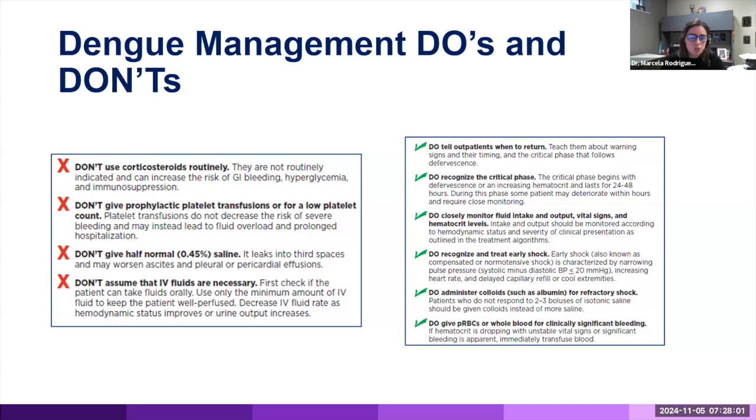Then things that we should do. So we should tell the patient when to return. Teach them about warning signs and their timing, and the critical phase that follows the defervescence. We need to recognize the critical phase, as I mentioned before, the symptoms and signs of the critical phase. Do closely monitor fluid intake and output, vital signs, and hematocrit levels. We should be able to recognize and treat early shock, and we should administer colloids such as albumin for refractory shock.